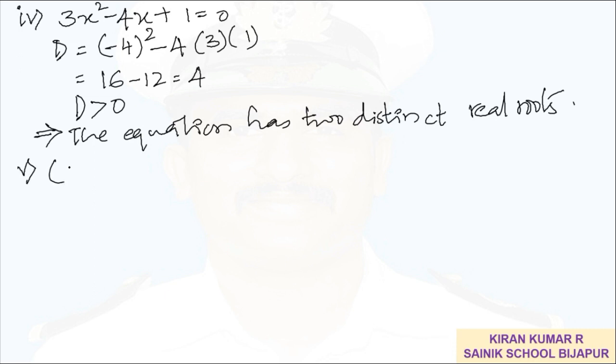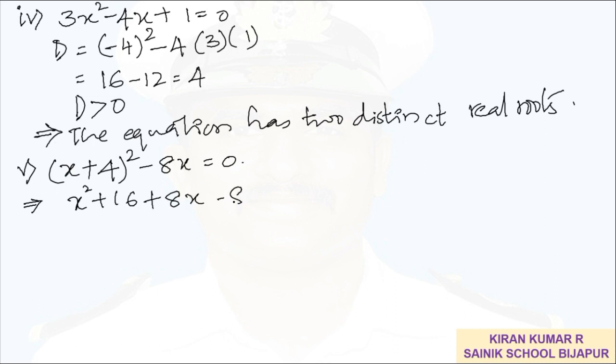Let's look at question 5, we have x plus 4 whole square minus 8x equal to 0. This equation has to be further simplified and made into standard form. Then we have to make use of b square minus 4ac equal to d. Let me simplify this. This implies x square plus 16 plus 8x minus 8x equal to 0. Here the positive 8x and negative 8x will get cancelled. We get x square plus 16 equal to 0. This is the given equation.